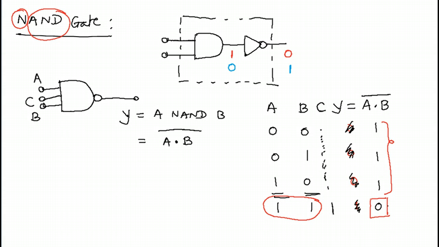Now this is the only place where you would have got 0 as the output. All other places, all 7 other places, the output is going to be equal to 1. Of course, the symbol for Y is going to be, in this case, A dot B dot C with a bar on top of it, because it's A NAND B NAND C. And with this we end our discussion of a NAND gate.